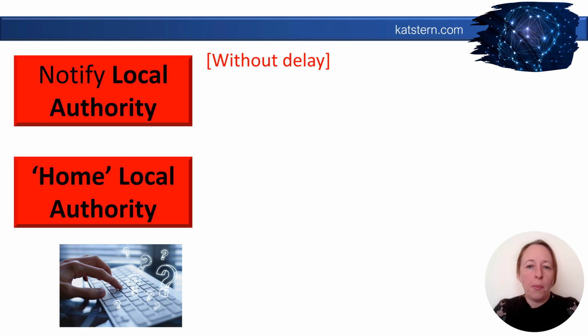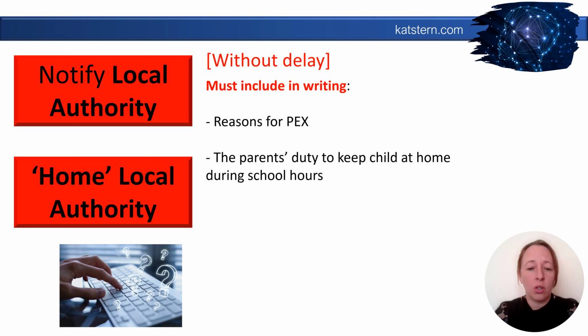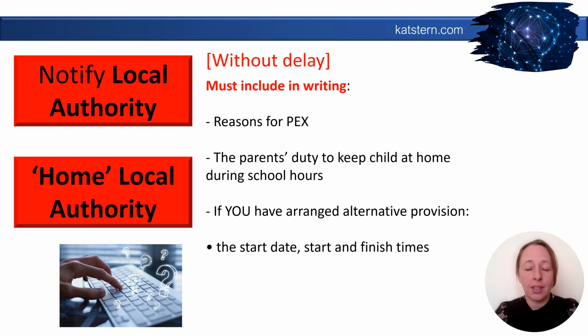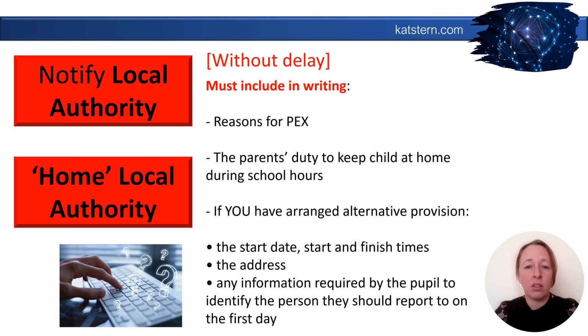For all children who are permanently excluded, you must without delay notify the local authority, and if they live out of your area, also you must notify their home local authority. Information that must be included in this is the reasons for permanent exclusion, the parental duty to keep the child at home, and if you have arranged alternative provision, you must include the start date, start and finish times of that provision, the address, and the person that the pupil should contact on their first day. That is only if you have arranged an alternative provision for the student.